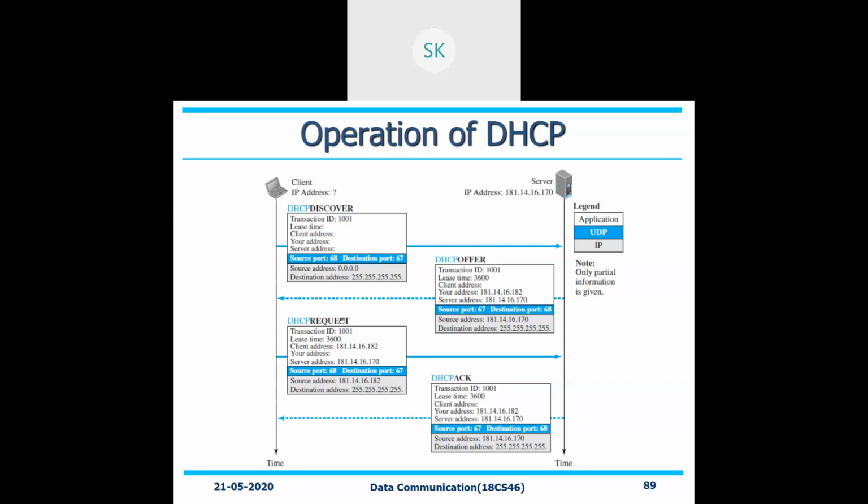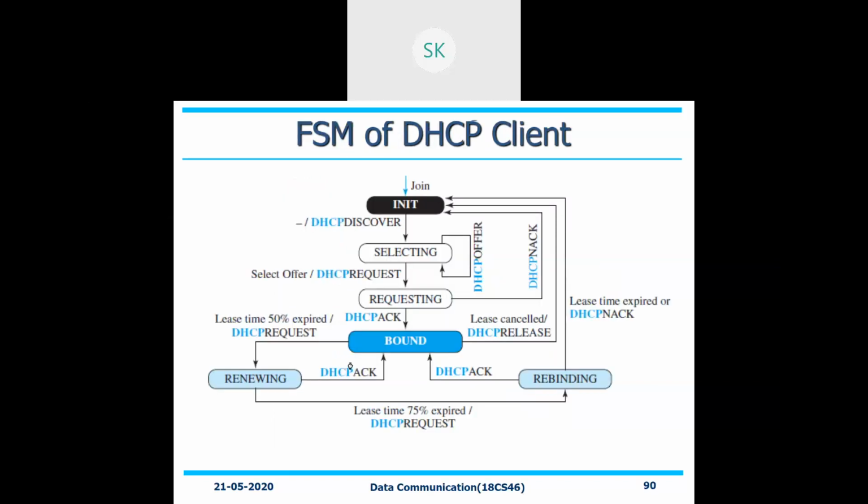For our better understanding of this, we'll go with this particular finite state machine operation of the DHCP client. First of all, I'm ready to join. That is the initialization stage. Once I'm in the initialization stage, I can send the discover packets. So that discover packet will be given.